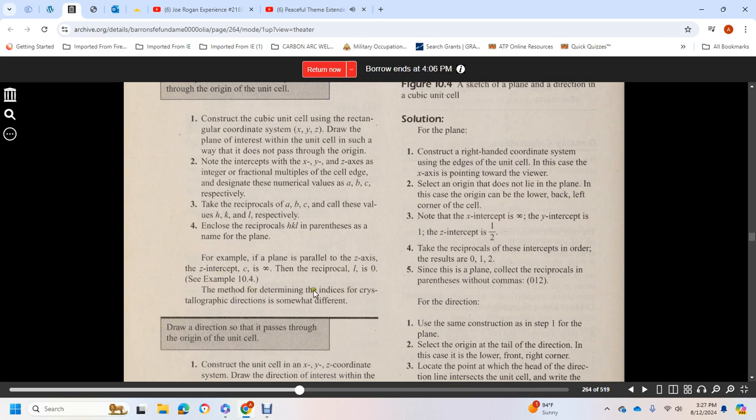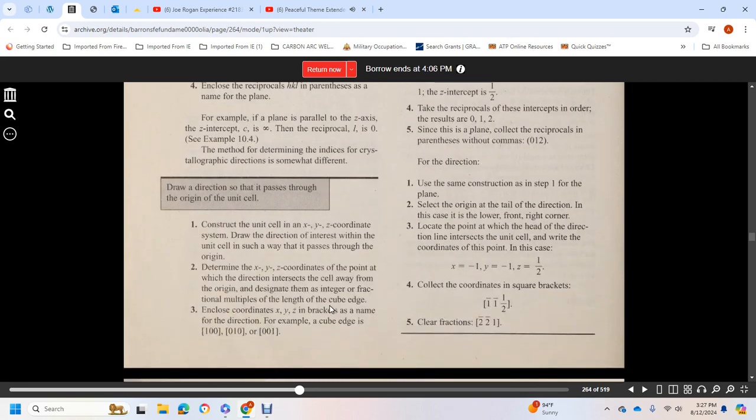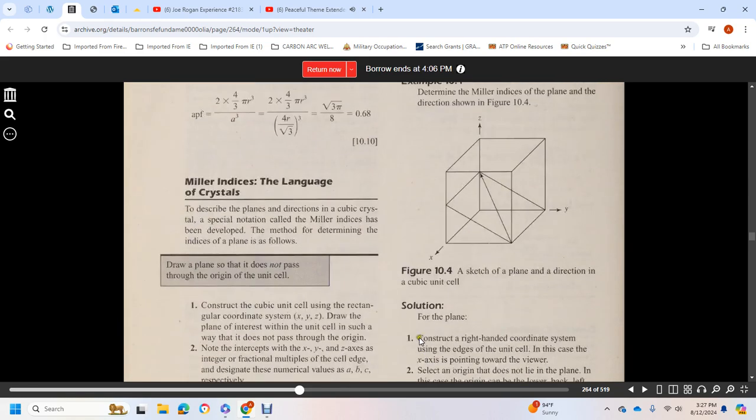The method of determining indices of a crystallographic direction is somewhat different. Draw the direction so that it passes through the origin of the unit cell. 1. Construct the unit cell with the XYZ coordinate system. Draw the direction within the unit cell in such a way that it passes through the origin. Determine the x, y, z coordinates of the point where the direction intersects the cell away from the origin, designated as integers or fractional multiples of the length of the cubic edge. Enclose the coordinates x, y, and z in brackets as the name of the direction. For example, the cubic edge directions [101], [110], and [001].